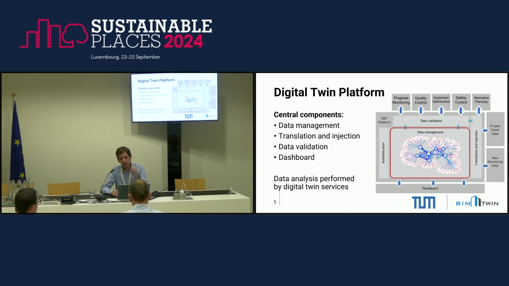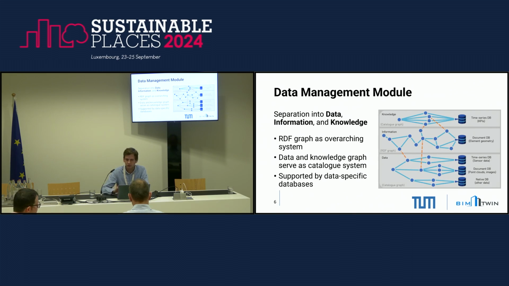Going a bit more into detail about this data management module. Here we've decided to separate it into 3 different layers: data, information, and knowledge. Data is basically all of the sensor data, the images, point clouds and things like this. Then we have the information layer, where we have more user-oriented information. We have information from IFC files, and we have processed data. And finally, we have the knowledge layer, where we have KPIs and other things that we then in the end show to the end user.